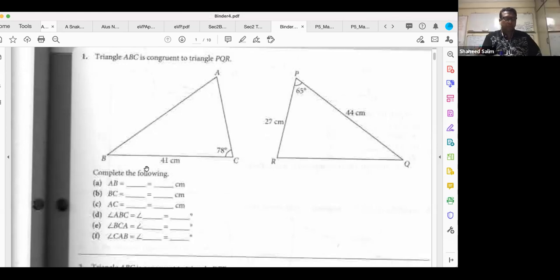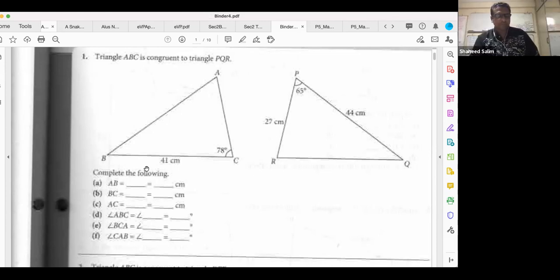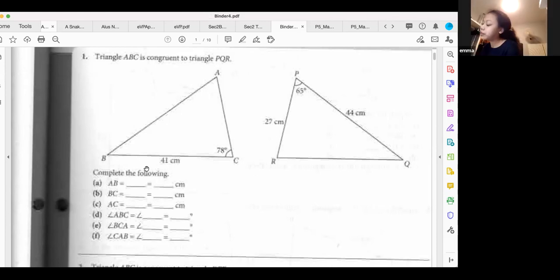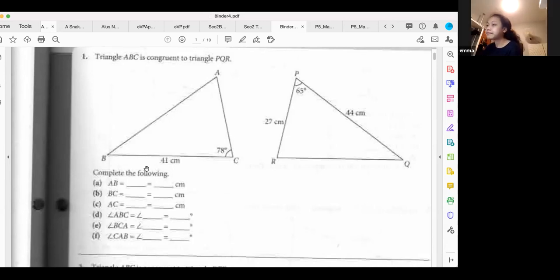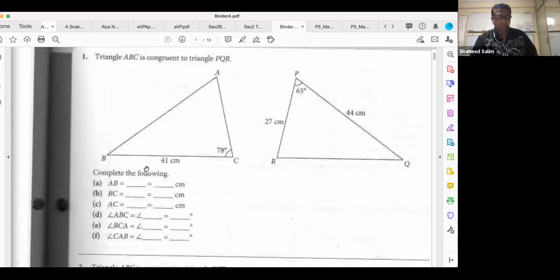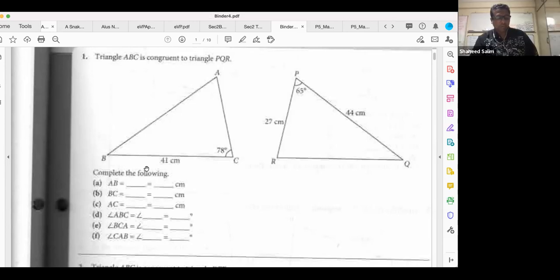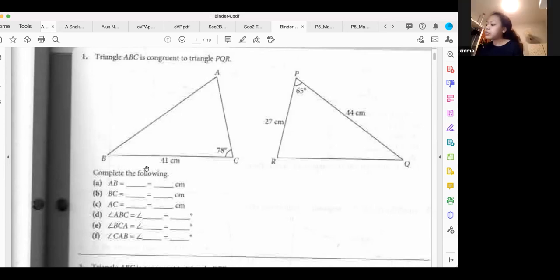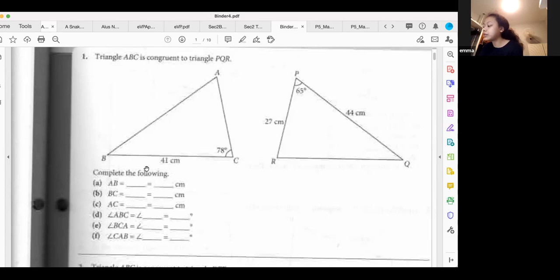Okay, what are your answers? AB equals PQ equals 44. BC equals QR equals 41. AC equals PR equals 27. Angle ABC equals PQR equals 37. Angle BCA equals QRP equals 78. Angle CAB equals RPQ equals 65.